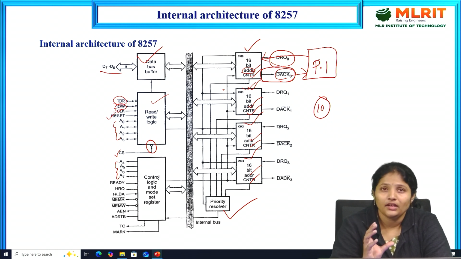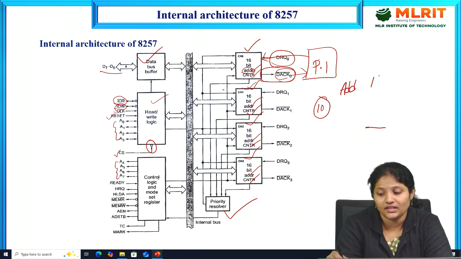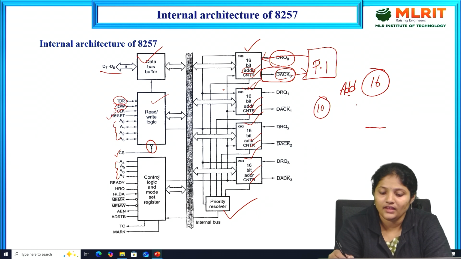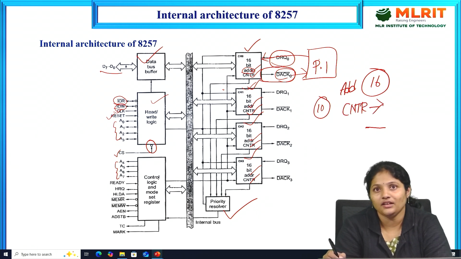If the peripheral device wants to access the memory, there is one condition: the 2 registers in this particular channel should contain valid information. The first one, the 16-bit address register, will hold the starting address of the location. And then the control register. This control register holds the decimal equivalent number of DMA cycles. How many cycles does this operation perform?